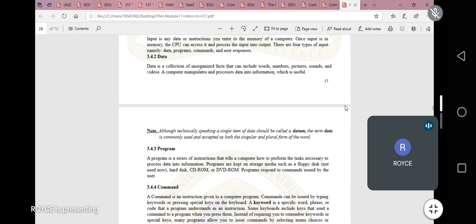Data is a collection of unorganized facts that can include words, numbers, pictures, sound, and videos. Data is unorganized facts and does not have meaning; it does not make sense. A computer manipulates and processes data into information. Information is useful, has meaning, and can help you make decisions. So you have to know the difference between data and information. I hope you've gotten it.